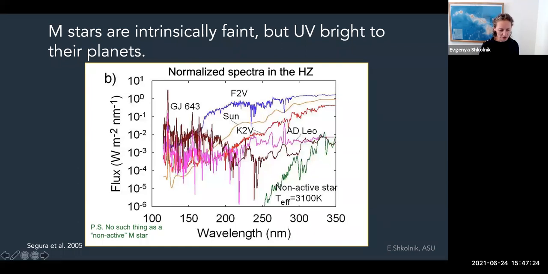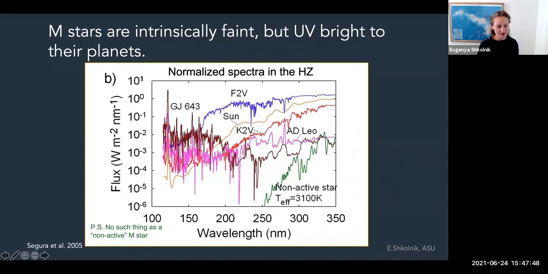Here's something I wanted to point out that I'm not sure everyone really appreciates: even though M stars are intrinsically faint, fainter than their FGK counterparts, to a planet in the habitable zone, they're UV bright, right? So there's more UV photons incident upon a habitable zone planet around an M star than there is around an Earth around a sun-like star.